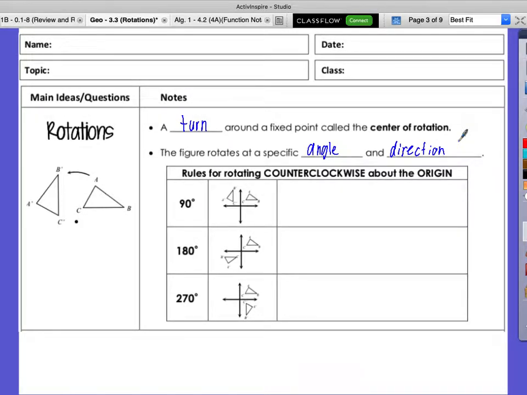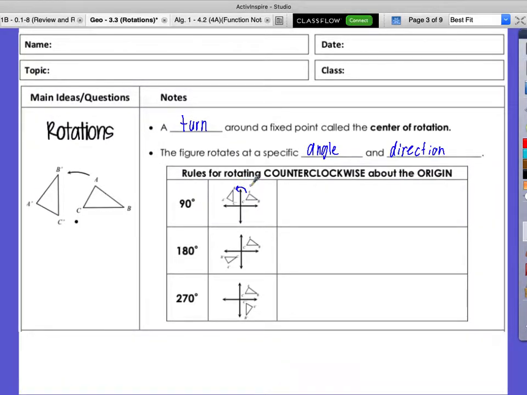So we have a 90-degree rotation, and we're going to only rotate counterclockwise around the origin. We're going to learn counterclockwise rotations. A rotation is a turn. So, for a 90-degree rotation, we start here and we turn 90 degrees to the left.